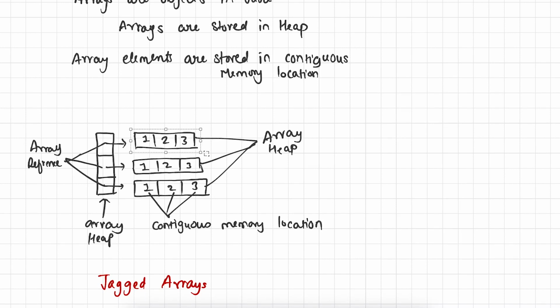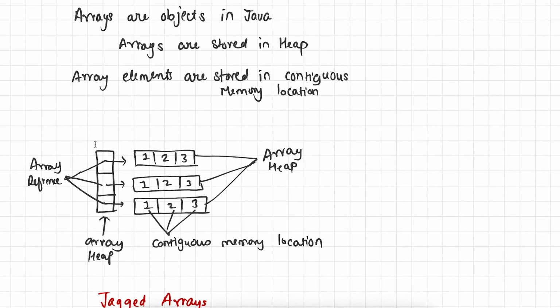And where does it store? Simple, it is stored on heap memory, right? Because arrays are stored on heap memory. As simple as that. So long story short, this array stores references of these arrays in place of its elements. Okay, I hope you got it.